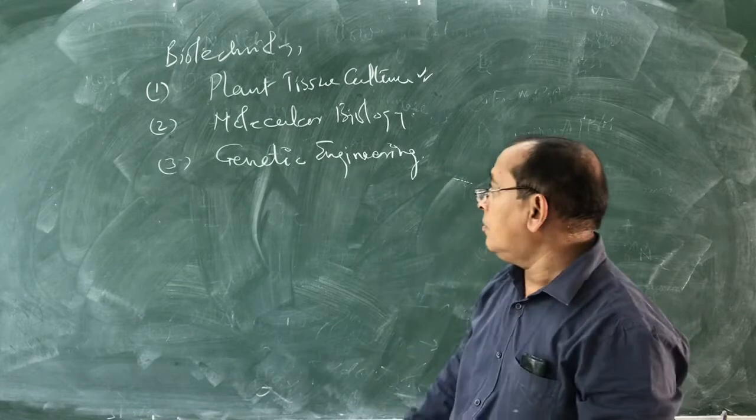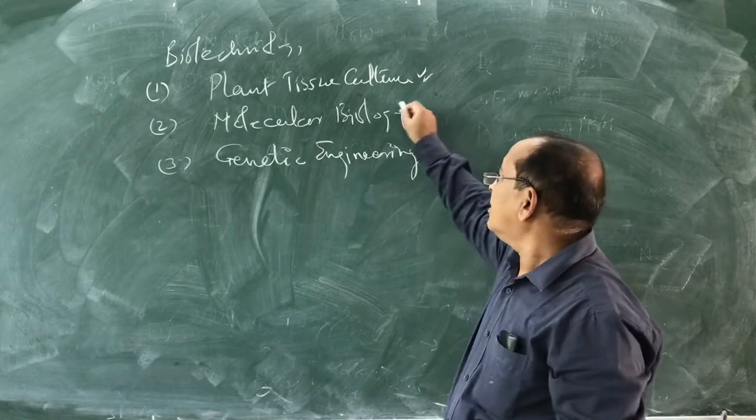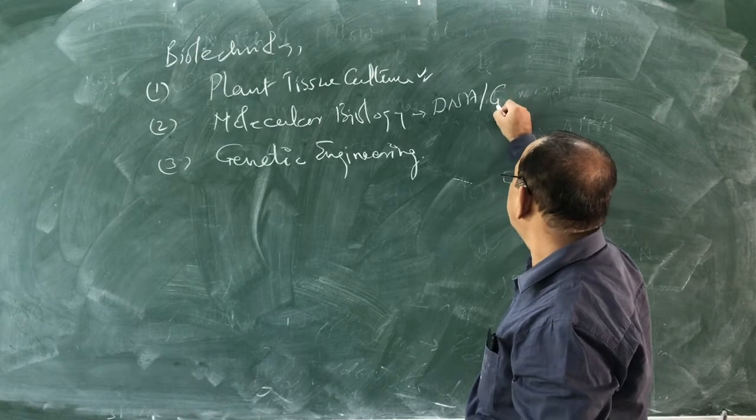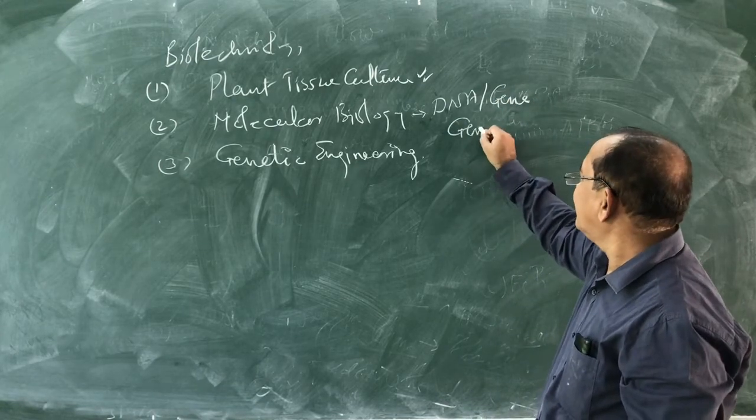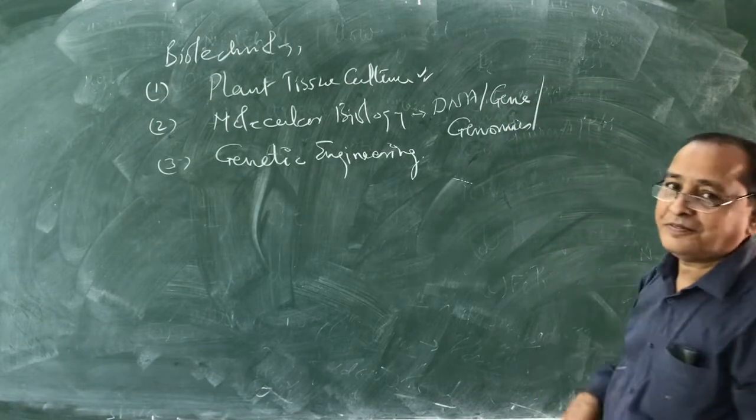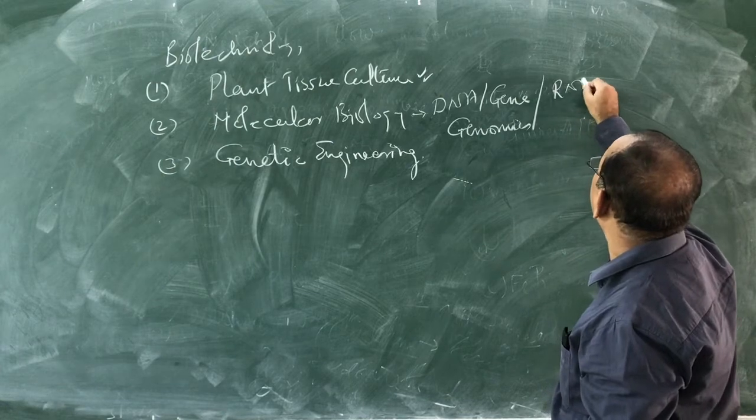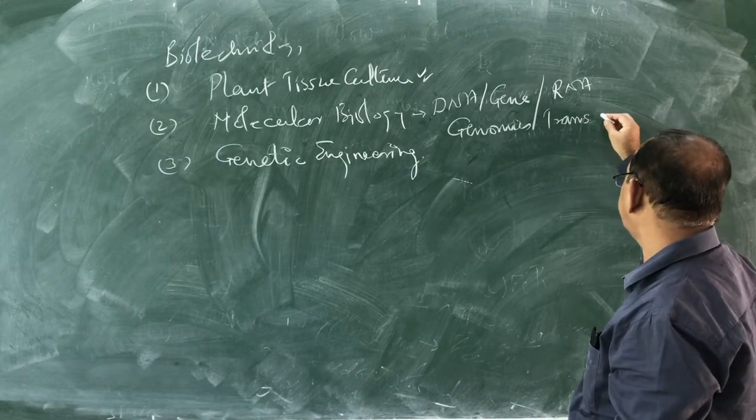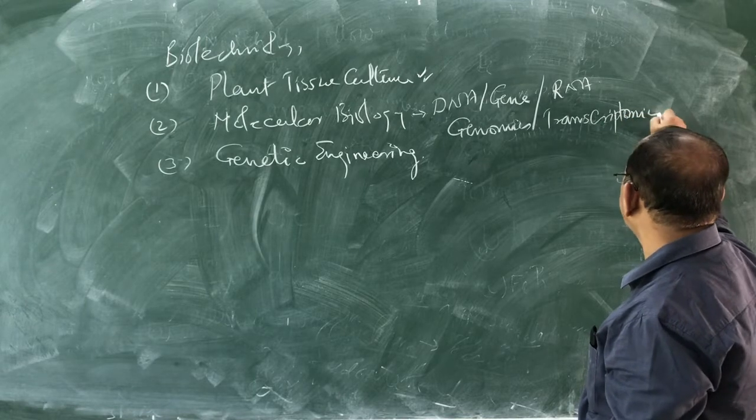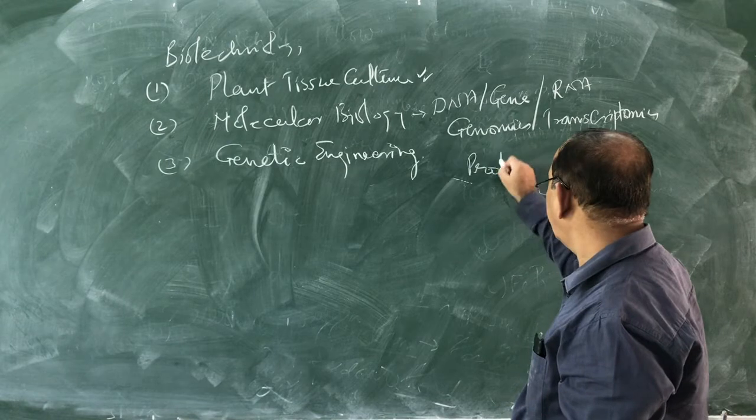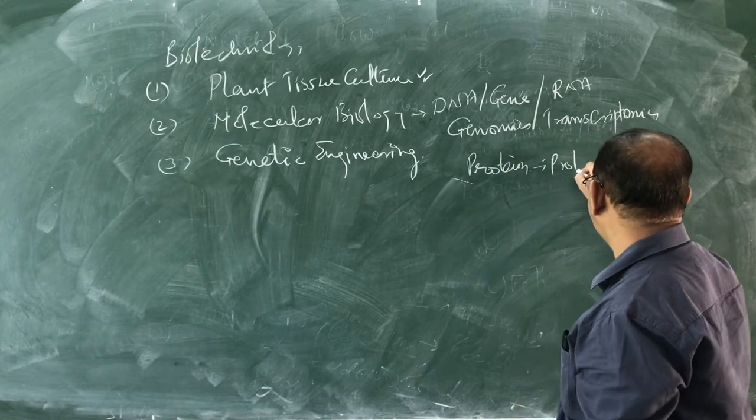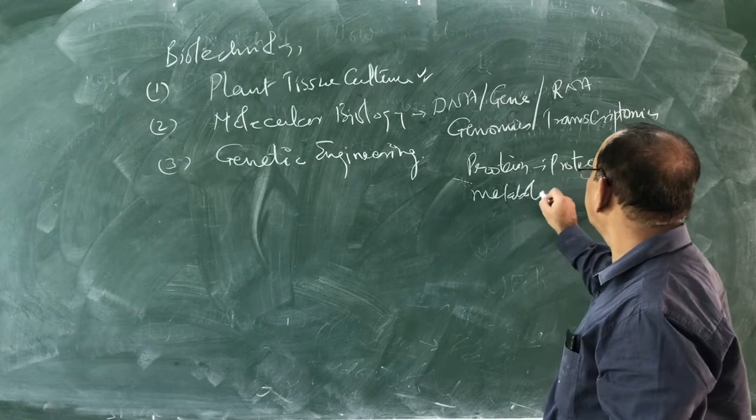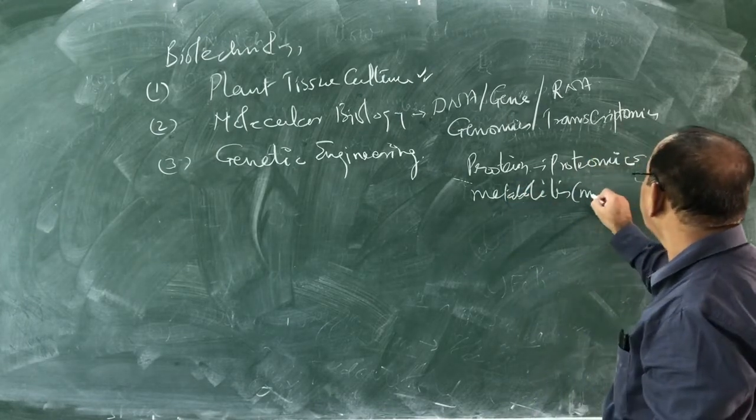But in molecular biology, we will discuss in detail DNA, gene, that is genomics; RNA, that is transcriptomics; then protein, proteomics; and then metabolites, that is called metabolomics.